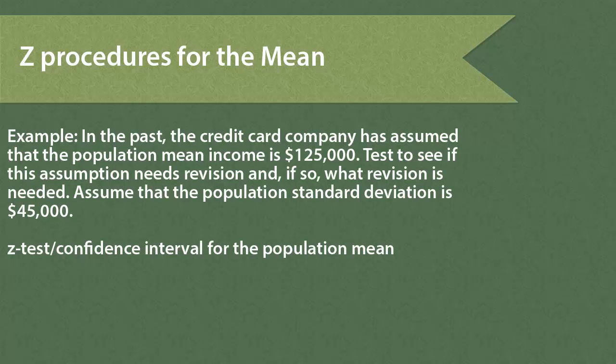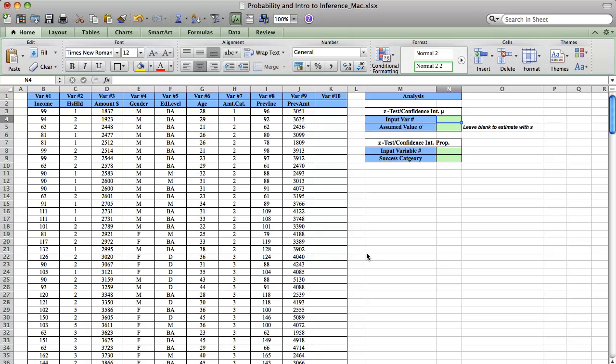$45,000. To run our z-test for the population mean, we need to tell our Excel tool what variable we're using. We're testing income, so we're going to use our sample data on income, variable number 1. We were also given to use an assumed value for sigma equal to 45,000. But remember, our data on income are already in thousands of dollars. So we do not input 45,000, but rather 45.